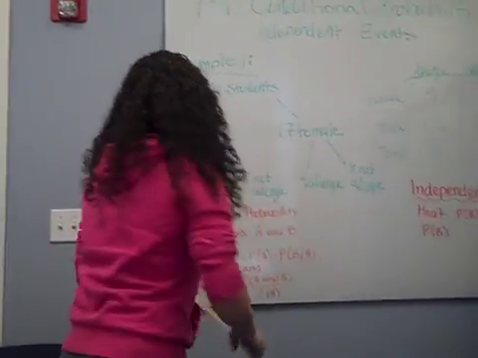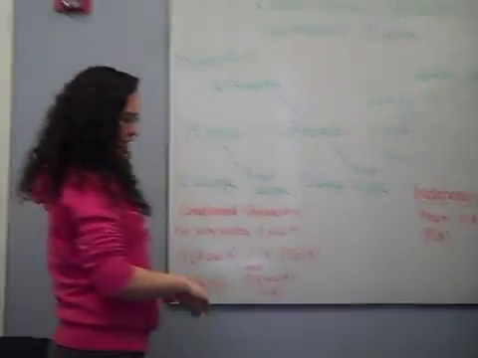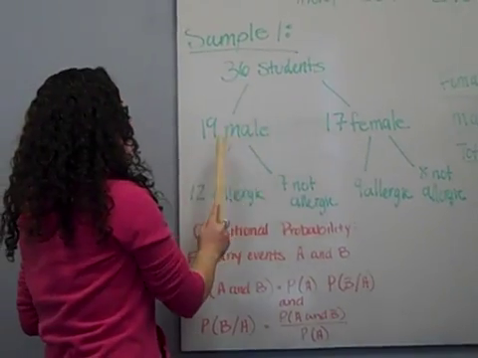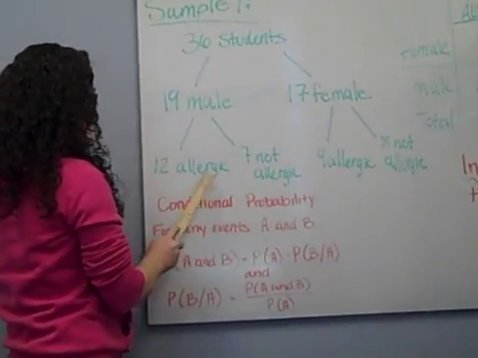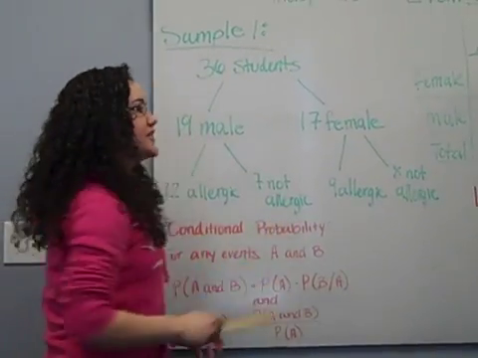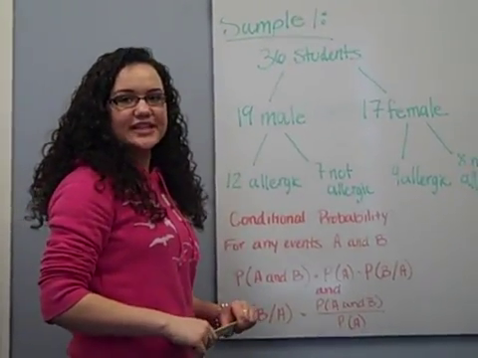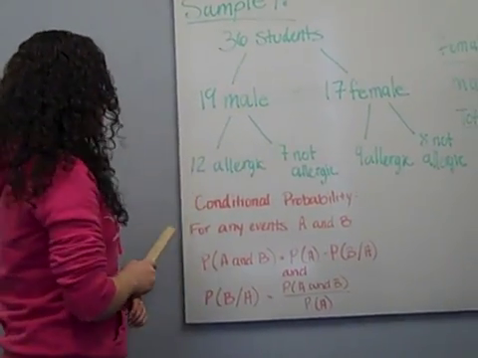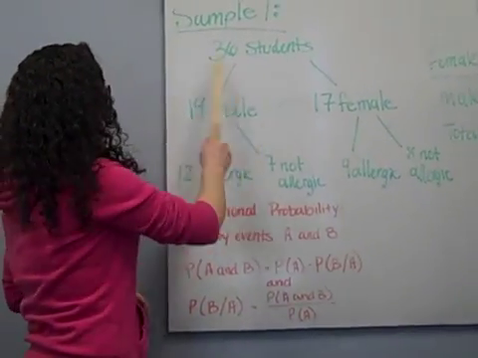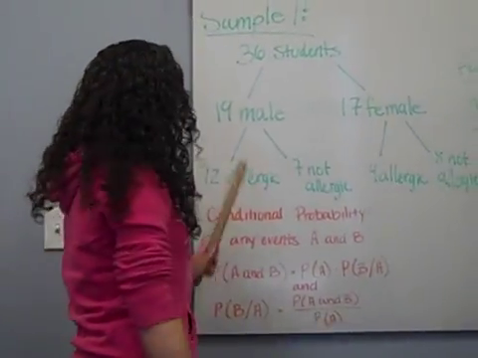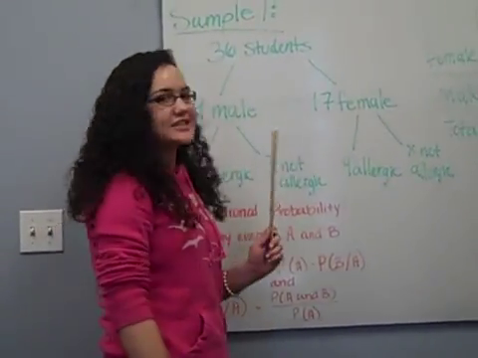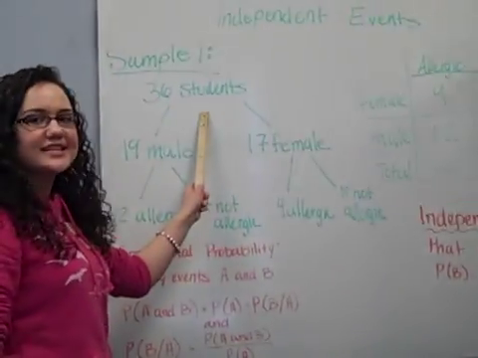Okay, so here for sample 1 we have a tree diagram of the number of students in the class, how many are male and how many are female, and how many are allergic and how many are not allergic. So let's say I wanted to figure out the probability of having a male student in the class that is allergic. The probability would be 12 out of 36 students. If I wanted to figure out the probability of having a female student that is not allergic, that probability would be 8 out of 36.